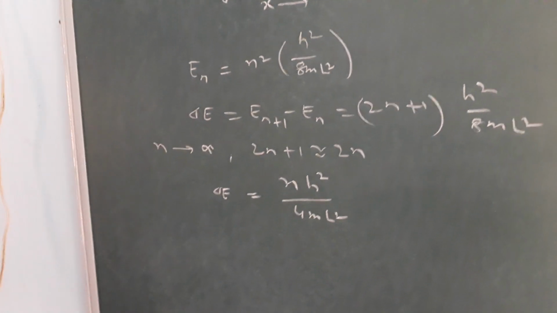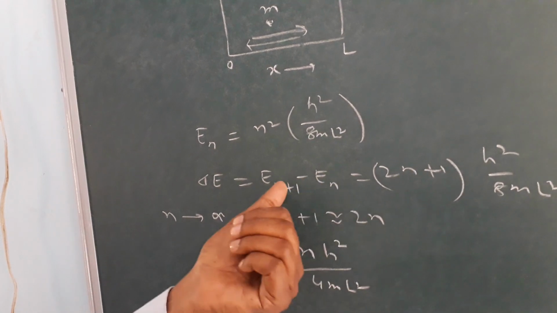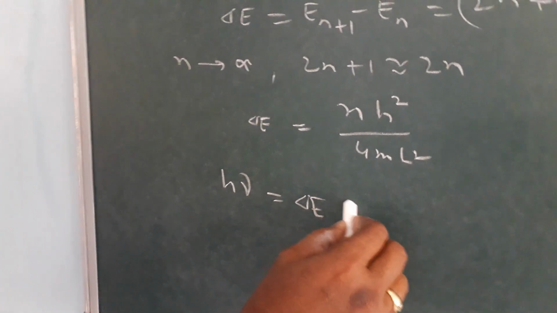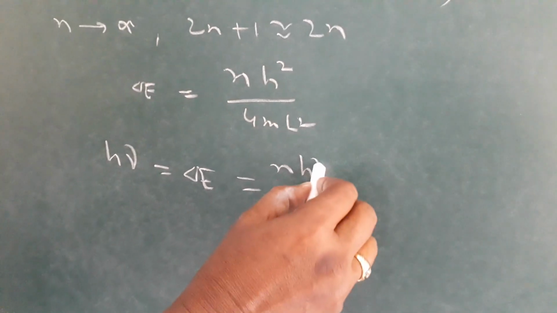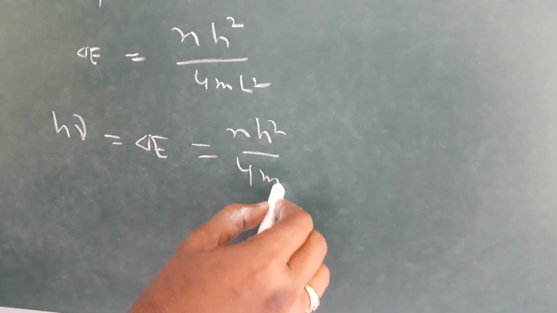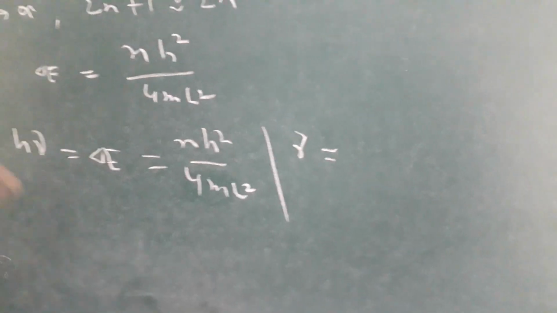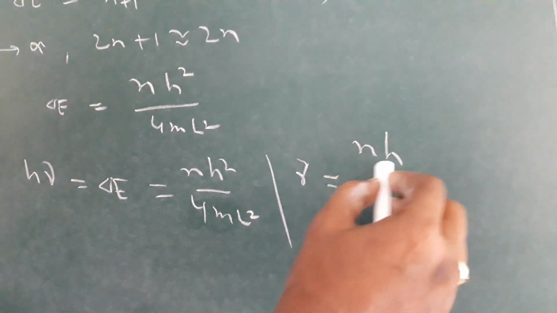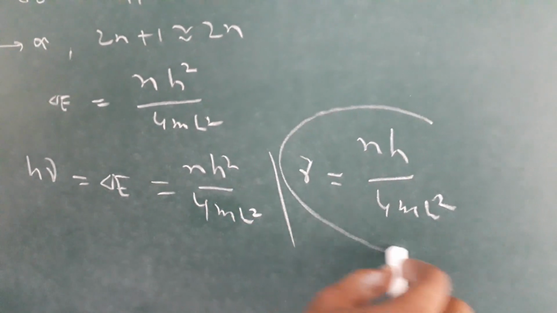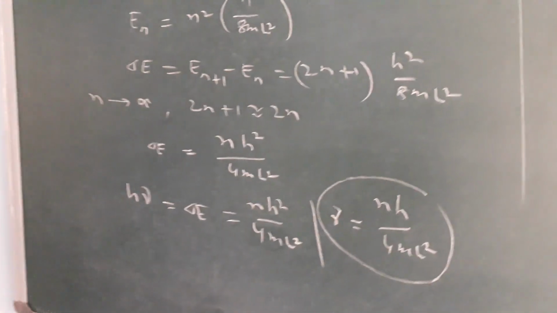Whenever the photon is absorbed for the excitation of the state from n to n plus 1, this h nu will be equal to delta E, and this is equal to n h square divided by 4 m L square. Thus, the frequency of the radiation absorbed equals nh divided by 4 m L square. This is the frequency of radiation absorbed by this system, particularly the one-dimensional box, for its excitation.